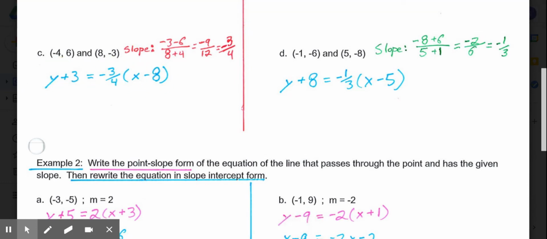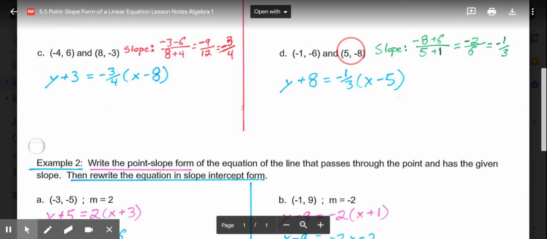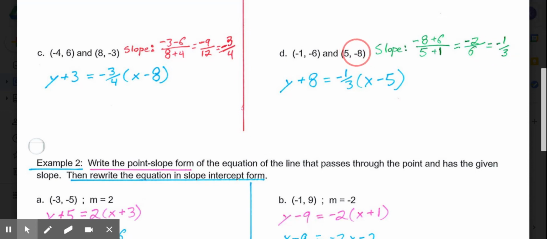And then same thing with D. In D, we have our 2 points, so find the slope. -8 minus -6 on top is -8 plus 6. On bottom, 5 minus -1 is 5 plus 1. So my slope is a -2/6, or a -1/3. Then I need a point for x1, y1, so I'm going to use 5, -8. So -8 goes in for y1, so y minus a -8 is y plus 8 equals our slope, -1/3, times x minus x1, so x minus 5.